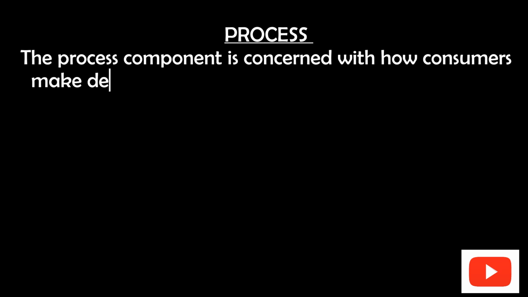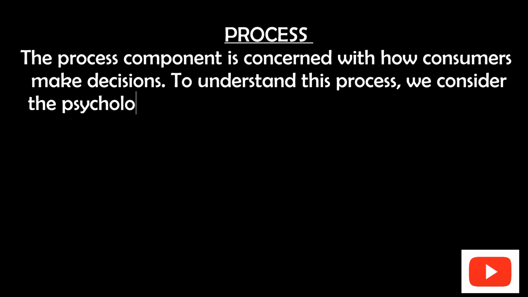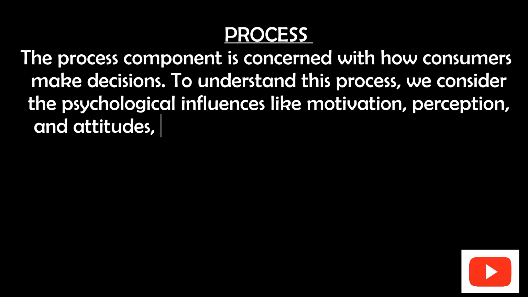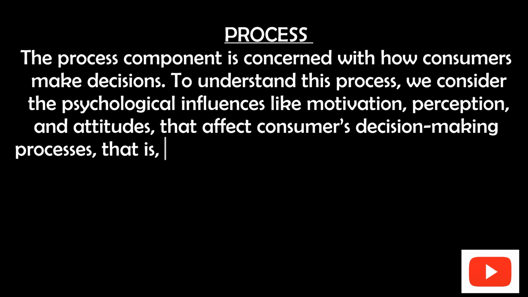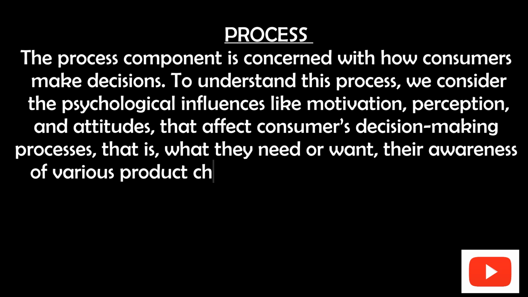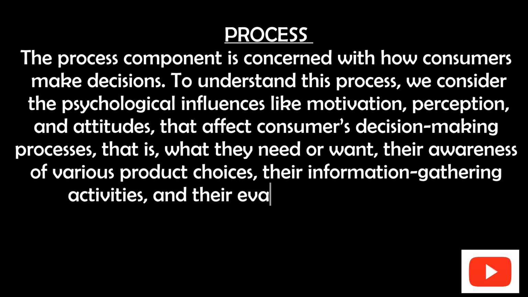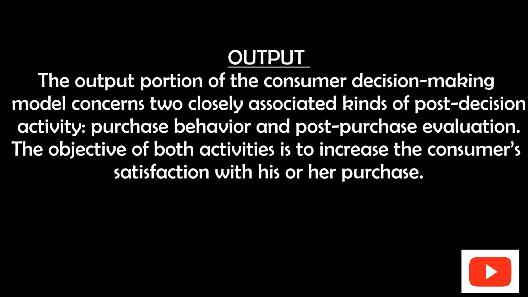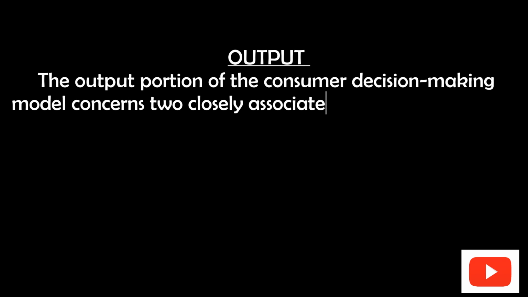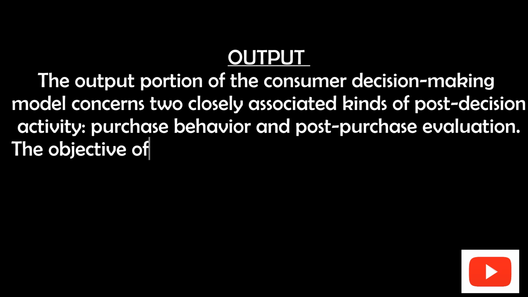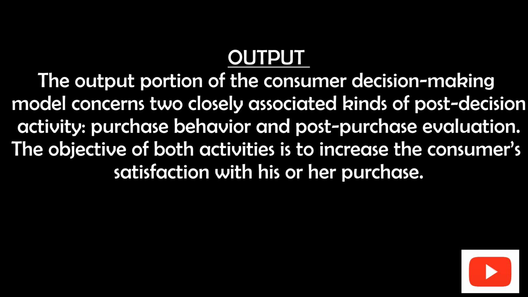Process. The process component is concerned with how consumers make decisions. To understand this process, we consider the psychological influences like motivation, perception, and attitudes that affect consumers' decision-making processes, that is, what they need or want, their awareness of various product choices, their information-gathering activities, and their evaluation of alternatives. The act of making a consumer decision consists of 3 stages: need recognition, pre-purchase search, and evaluation of alternatives. Output. The output portion of the consumer decision-making model concerns 2 closely associated kinds of post-decision activity: purchase behavior and post-purchase evaluation. The objective of both activities is to increase the consumer's satisfaction with his or her purchase.